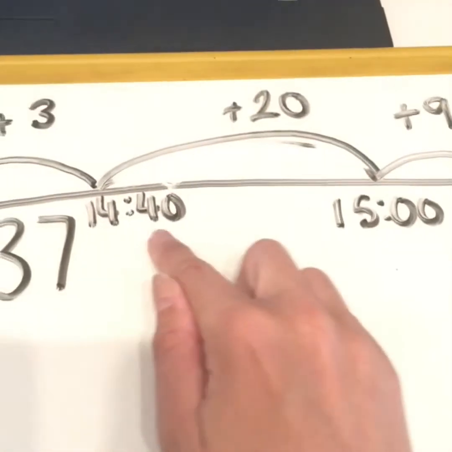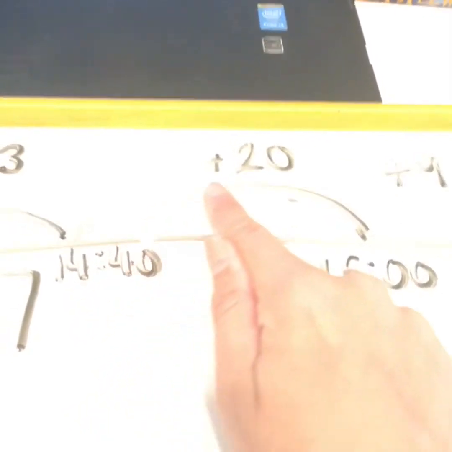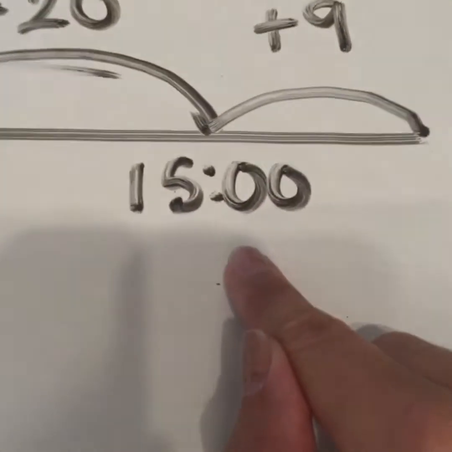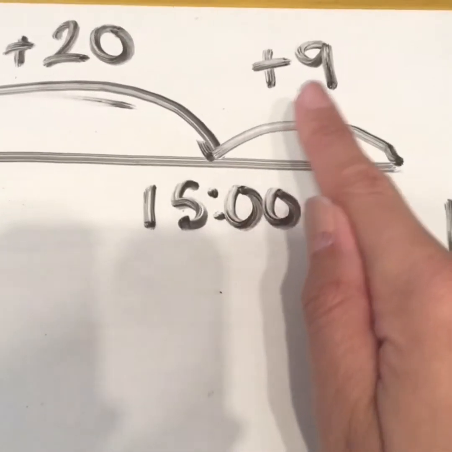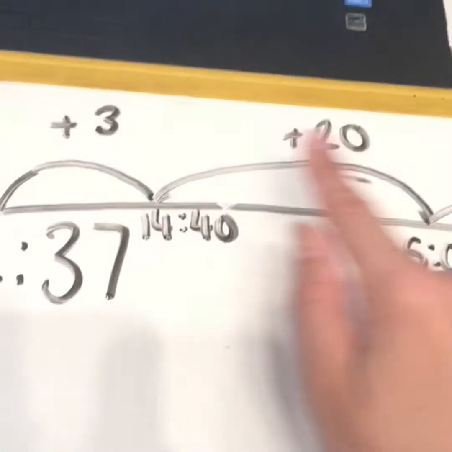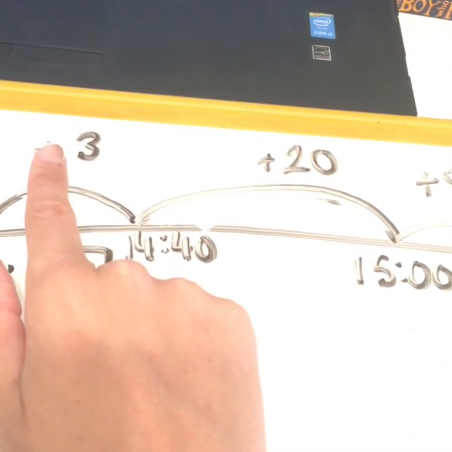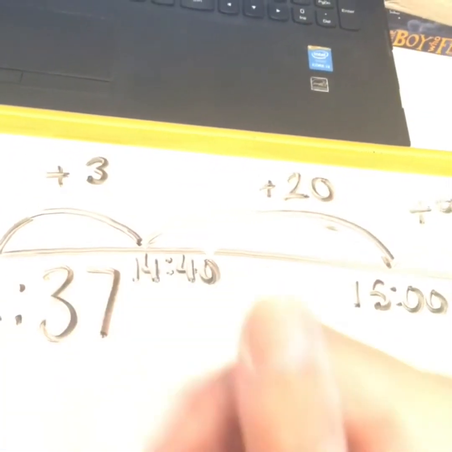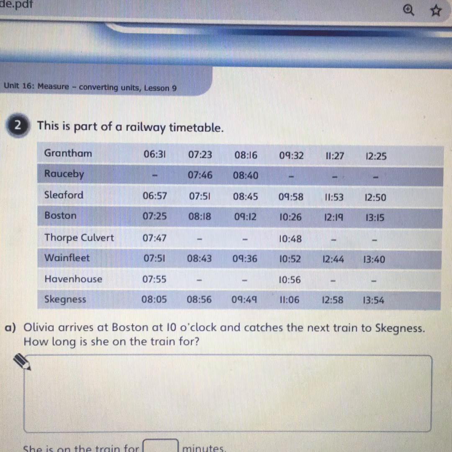Right, I know 14:40 is the same as 20 to 3. So if I add 20 minutes, I would get to 3 o'clock, but I want to get to 9 minutes past 3, so we need to add another 9 minutes. If I add all these up, 20 add 9 is 29, add 3, 29, 30, 31, 32. So it's 32 minutes. Okay, and into our practice book.